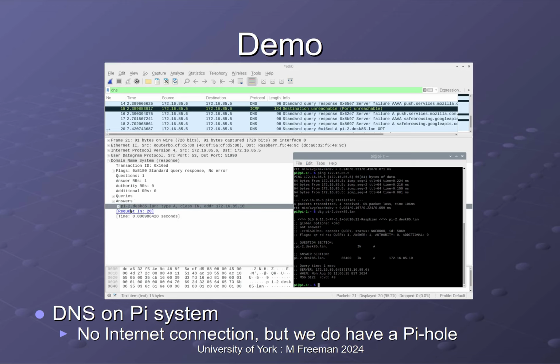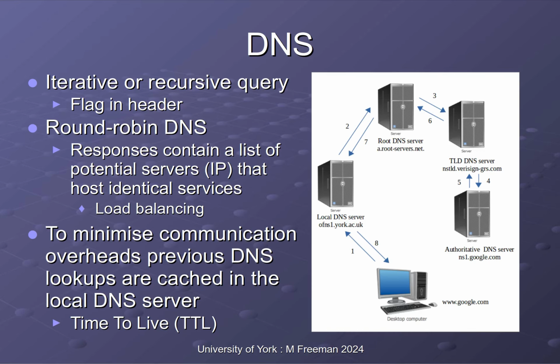Obviously in the labs, our Pi systems do not have access to the internet, so we can't access real-world name servers, but we do have a Pi-hole. So we do have a DNS server attached to our lab network that will resolve these names. That's implemented using the software Pi-hole, which we'll have a look at in more detail in one of our labs. So a DNS query can be iterative or recursive.